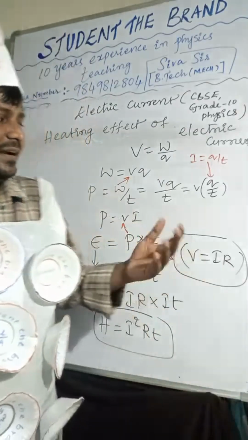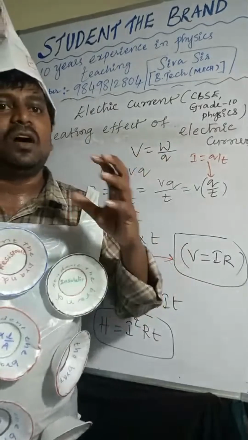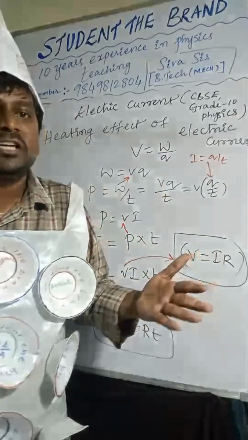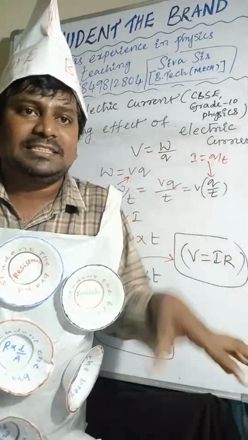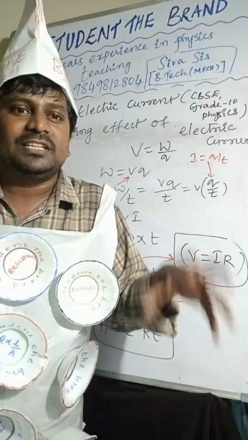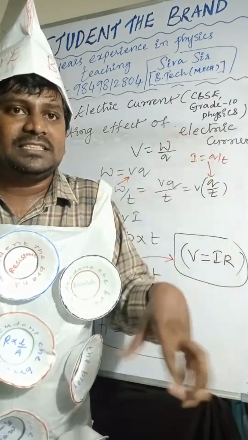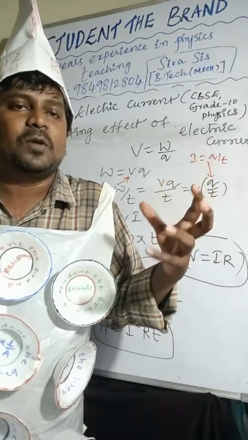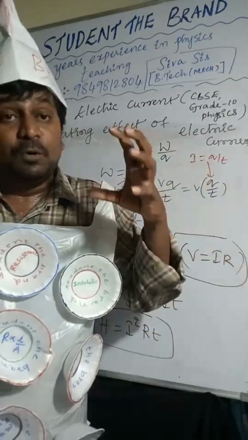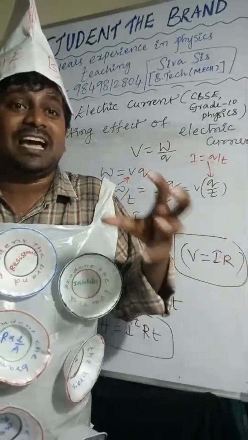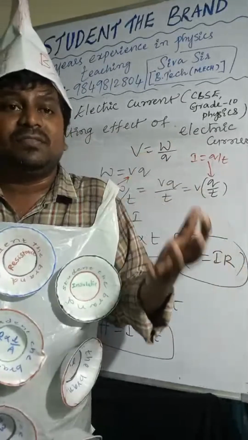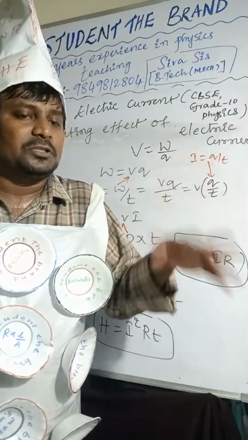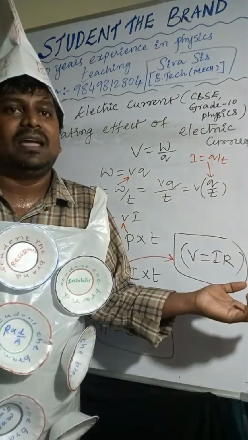Ohm's law is already explained, right? Ohm's law is nothing but, at a constant temperature, the potential difference across a given metallic conductor is directly proportional to the current flowing through it. V is directly proportional to I, V equals IR. Is it clear?